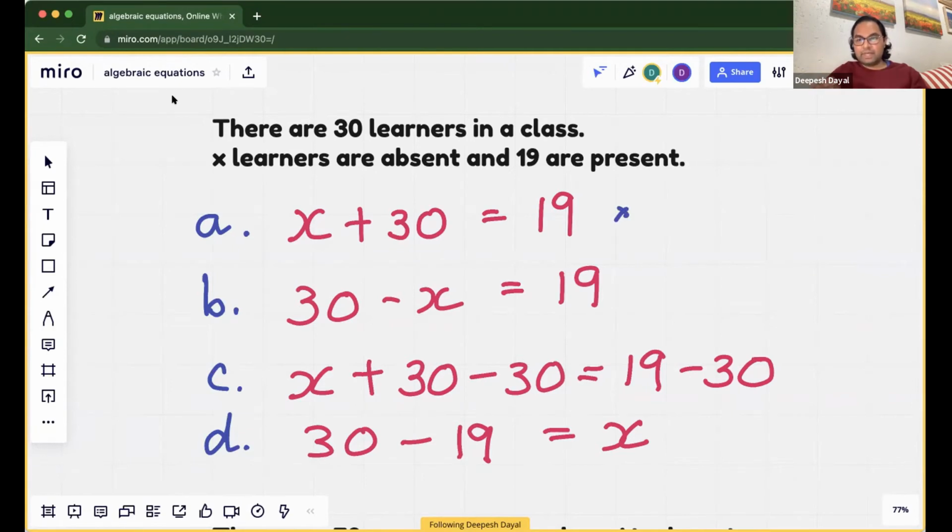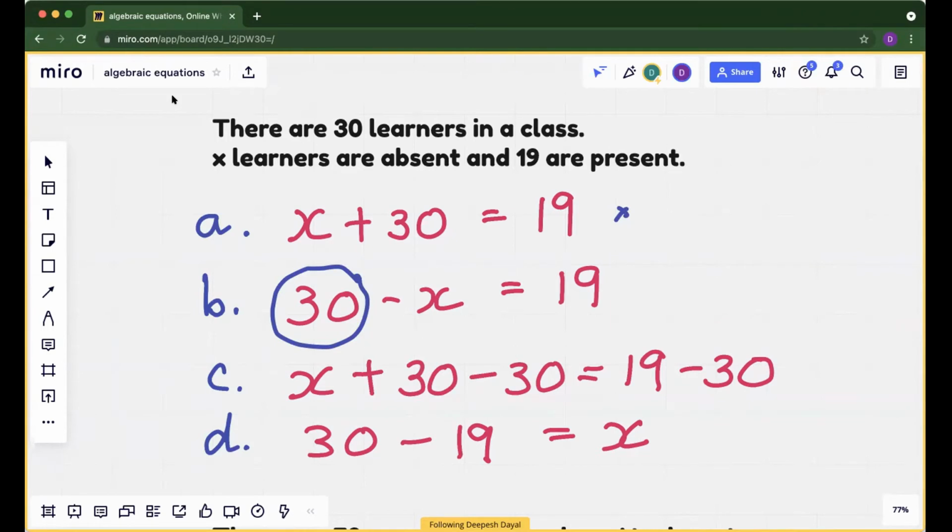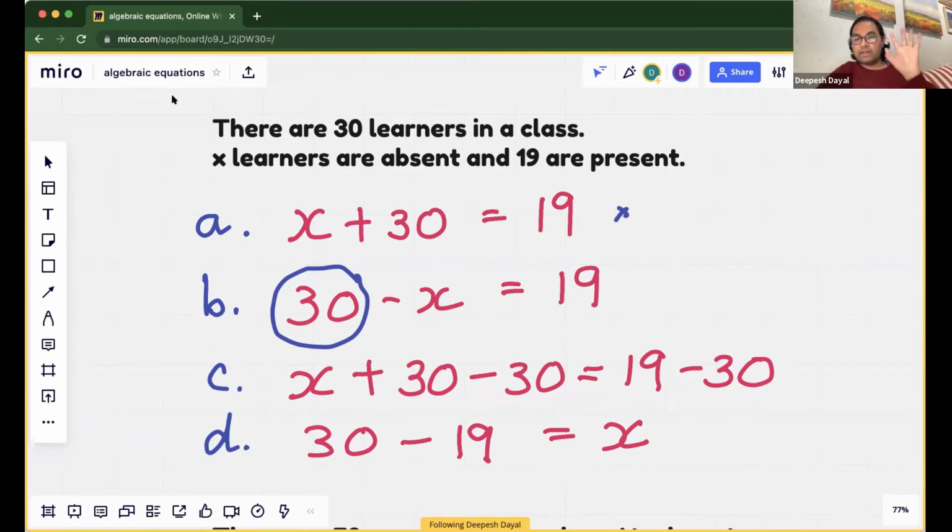However, we can change it around and see how we can change the signs and make it right. So 30 minus X equals 19. You have 30 in the class, then X are absent, then we have 19. So you have 30, you minus the ones who are not there, then you get 19. Doesn't that make sense? Yes, it does. So this is correct.